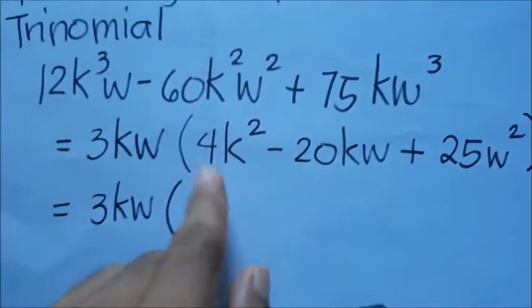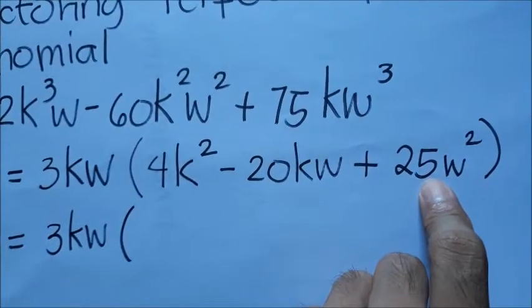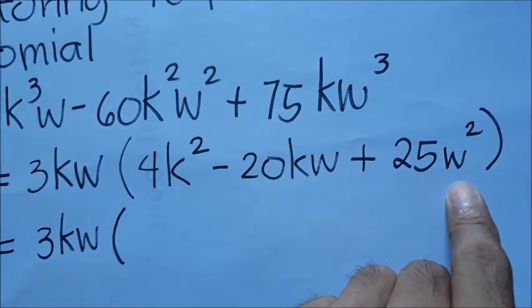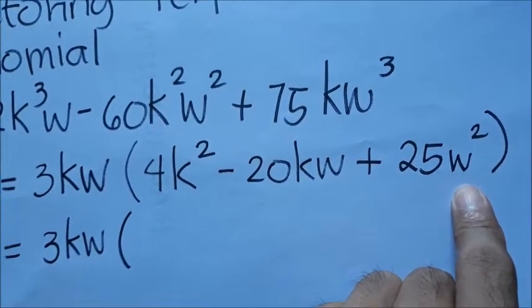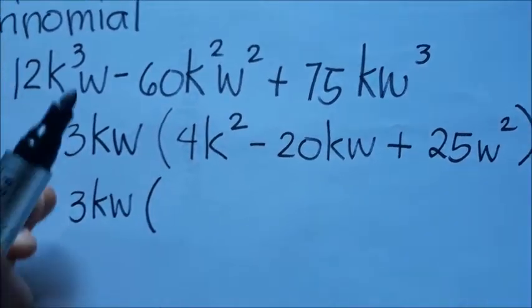Ulitin natin. 4k squared, square root of that is 2k. Then square root ng 25w squared is 5w. 2k times 5w is 10kw. Times 2, that is 20kw. So, therefore, this one is a perfect square trinomial.